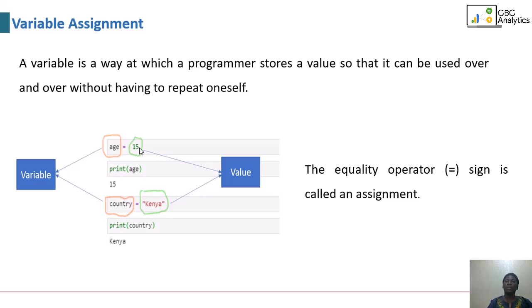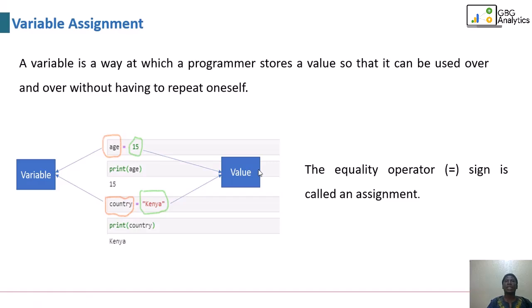So when you are declaring a variable in Python, you will always make use of this equality sign, which we call the assignment operator. This assignment operator helps you to store a value into a variable. For example, age is a variable while 15 is a value.